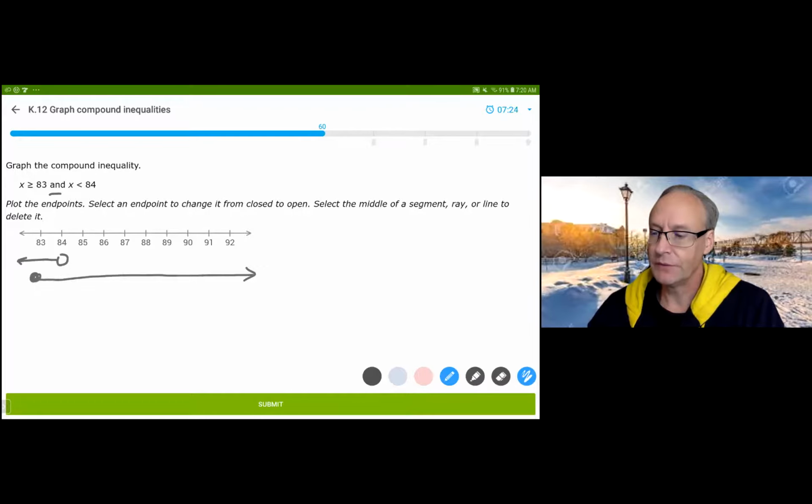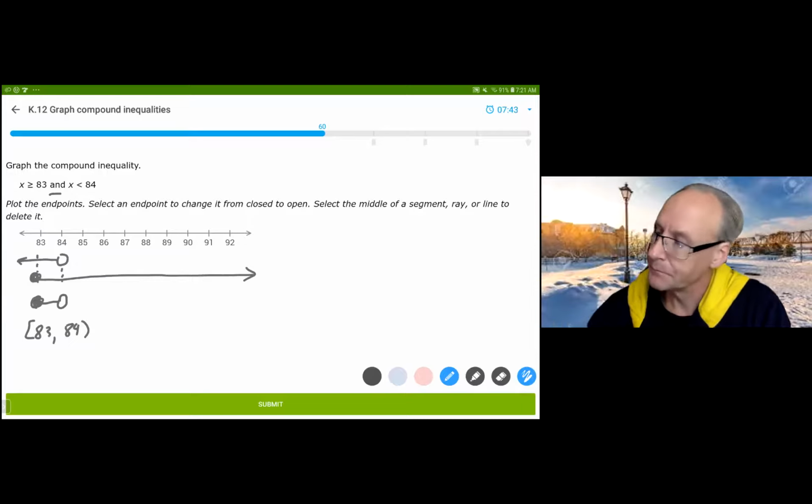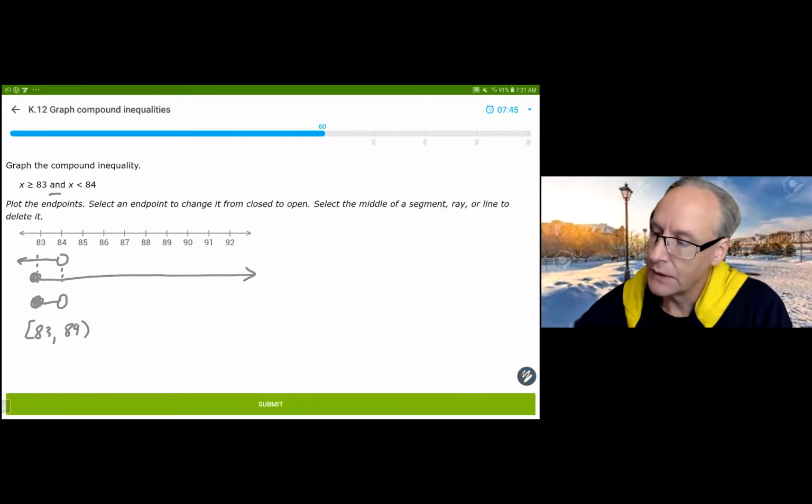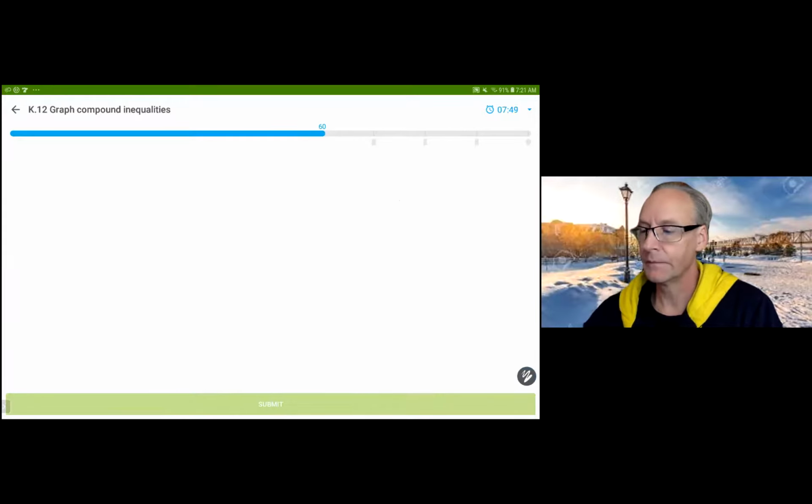So for both of them to be true, the 83 is included, sorry, and the 84 is not. This is where both of them are included. Of course, we're talking about 83 up to 84, but not including 84. So 83 to 84, not including 84.